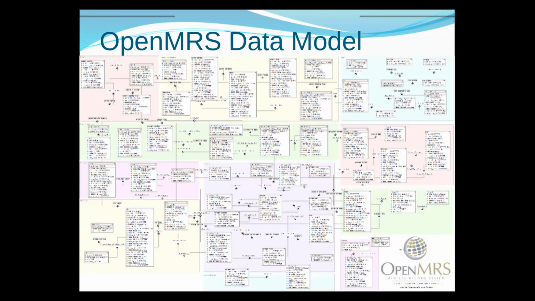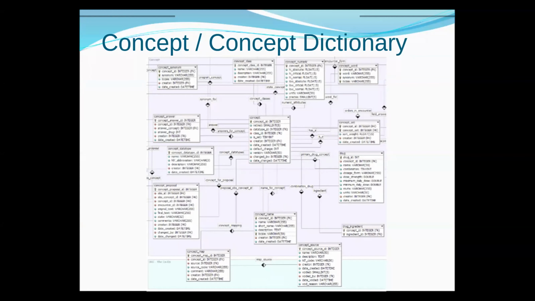It's not very clear, but this just shows that we have quite a number of things to consider in the OpenMRS data model. So I'll skip this one and go to the next slide, which talks about the concept and the concept dictionary.